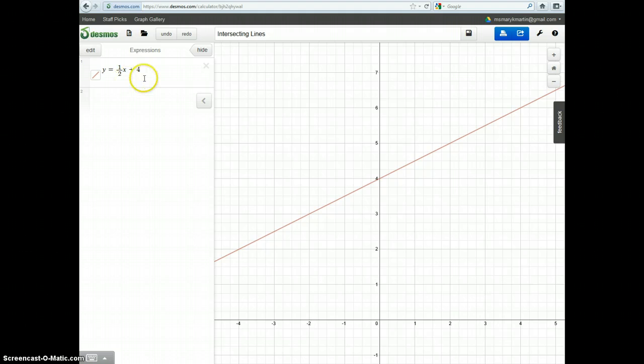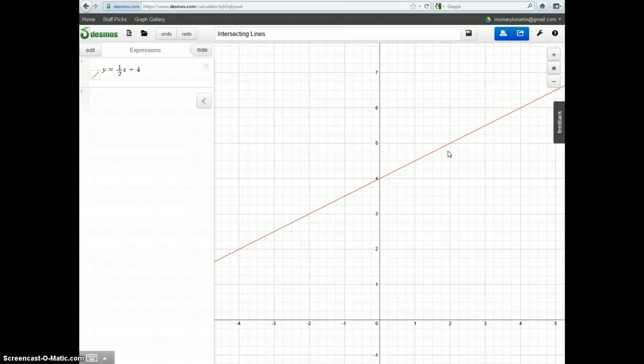In this situation, the 4 at the end of the equation tells us the y-intercept, and we can see by looking at our graph that the line crosses the y-axis at positive 4. You'll also recall the coefficient for the x, which in this case is 1/2, gives us the slope of the line. If we look at this line, it goes up 1 unit for every 2 units it goes over. So the slope of our line is 1/2.